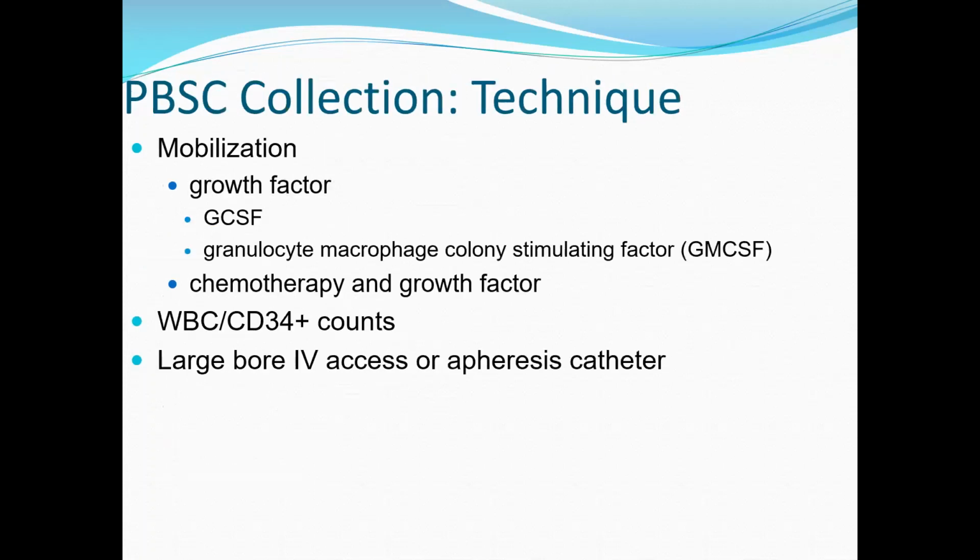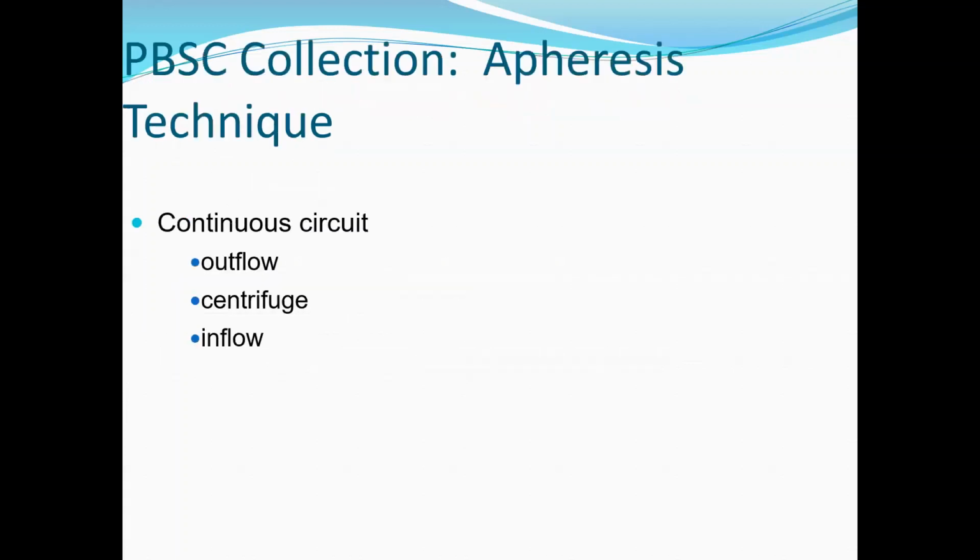So next is PBSC collection technique. For mobilization, the growth factors they will need are GCSF, GMCSF, chemotherapy or other growth factors. So we will send WBC counts or CD34 counts. They will need a large bore IV or apheresis catheter, so it will be easy.